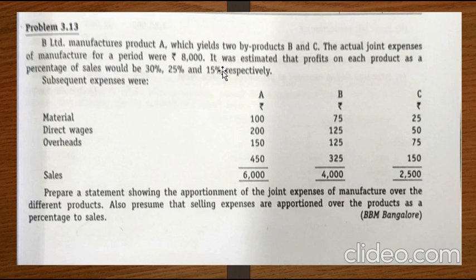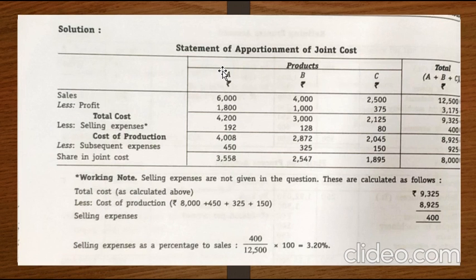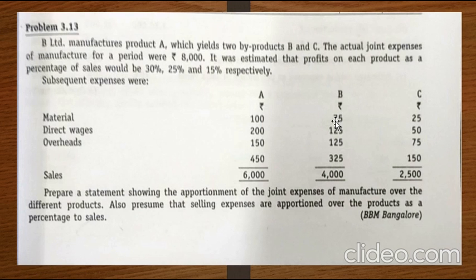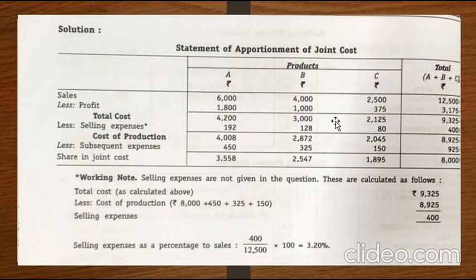What is given here? 30% for A, 25% for B, 15% for C. So 6,000 into 30 percentage for A will give you 1,800. Then 4,000 into 25% for B will give you 1,000. Then you have 15 percentage, 2,500 into 15 percentage will give you 375.